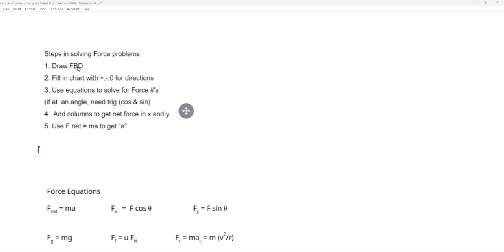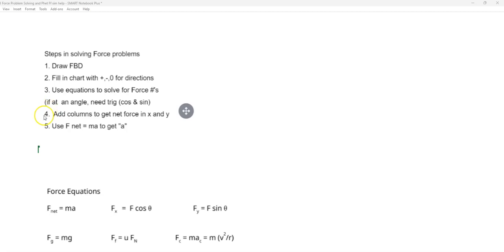Then you're going to use your equations to solve for the actual values for the force. So if it's not given in the problem, you might have to use one of these force equations down here, like the net force or the gravity force or the force of friction equation. These other forces, Fx, that's for something moving in the x direction, Fy with a force acting in the y direction. This is centripetal force, which we haven't discussed yet, so don't worry about that one. So you're going to use those equations and figure out the values to put in the chart.